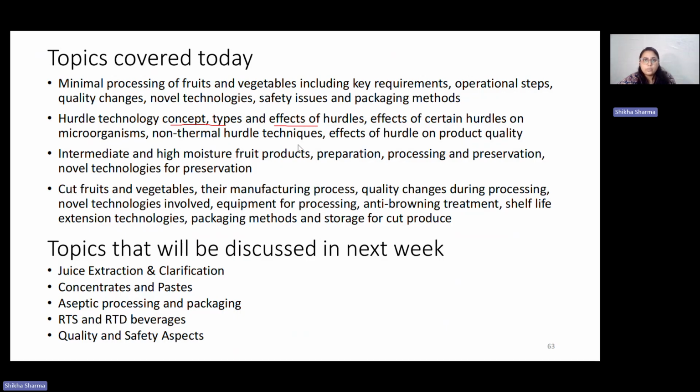And then we discussed the effect of hurdle technology on product quality. Then we discussed some numericals, and the intermediate and high moisture fruit products, their preparation, and how they are processed and preserved. Then we discussed cut fruits and vegetables and their manufacturing process, quality changes, and the different anti-browning chemicals or other things or packaging we can use to enhance their shelf life.